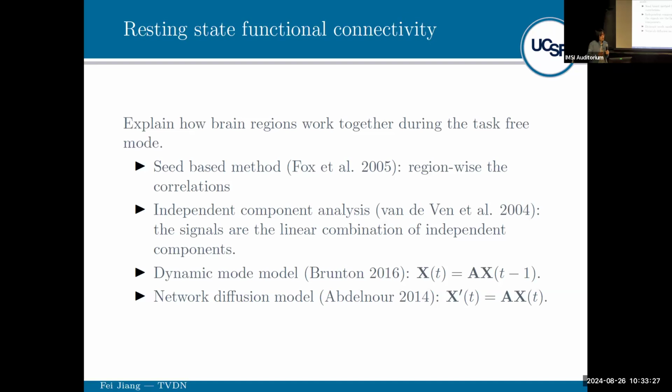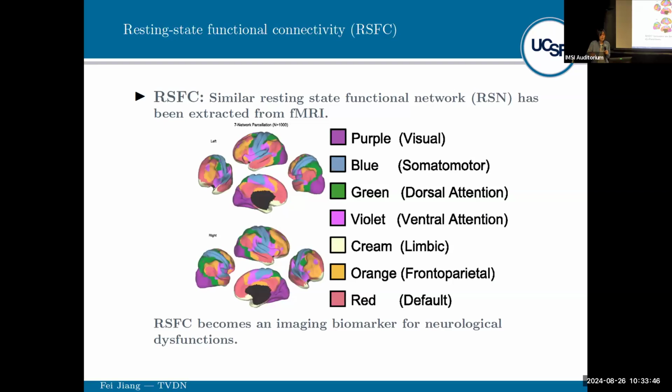So one particular feature we're interested in is resting state functional connectivity. This resting state functional connectivity explains how the brain regions work together during the task-free mode. The resting state is task-free mode. A bunch of researchers have been focused on this, and a lot of methods have been proposed to extract functional connectivities. In the end, there is some converged literature saying that the resting state network can fall into different categories.